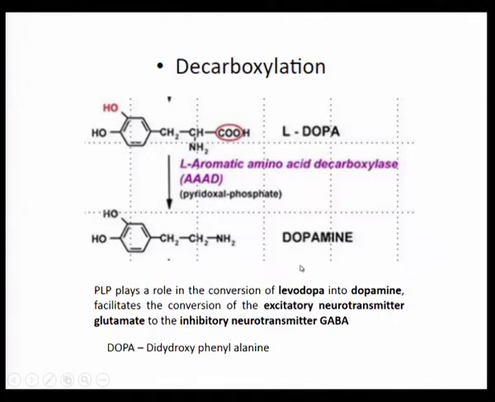Now here you find dihydroxyphenylalanine, basically that's dopa, where you remove this, and then you have dopamine as a neurotransmitter.